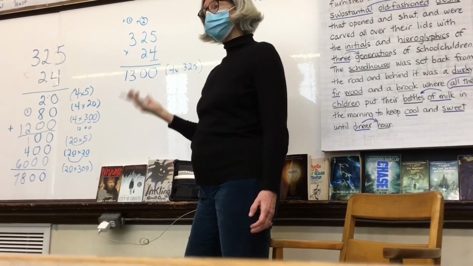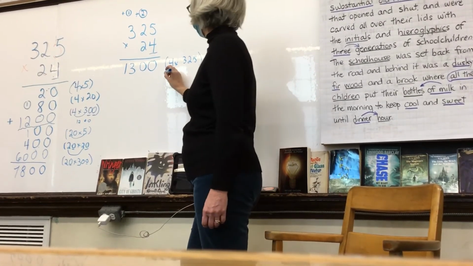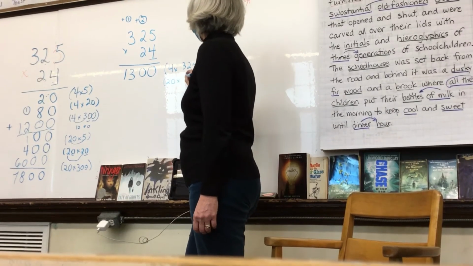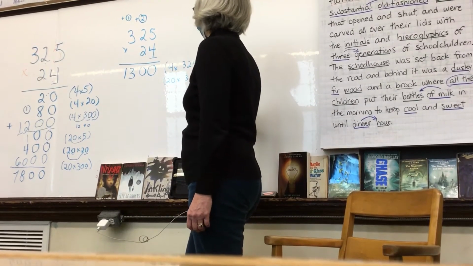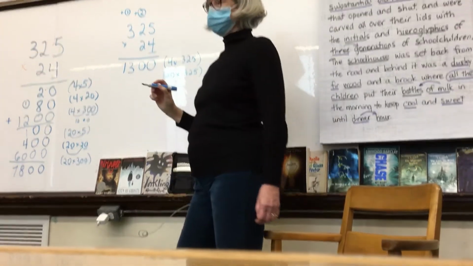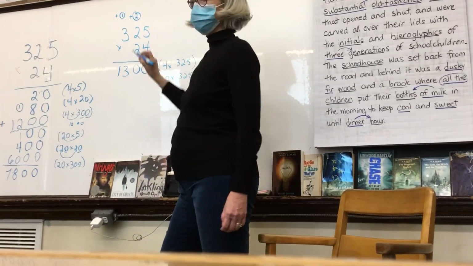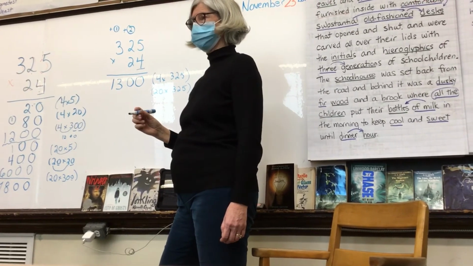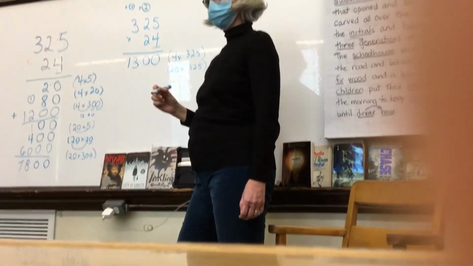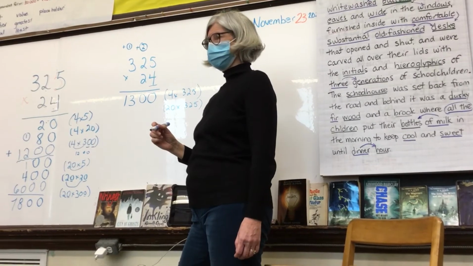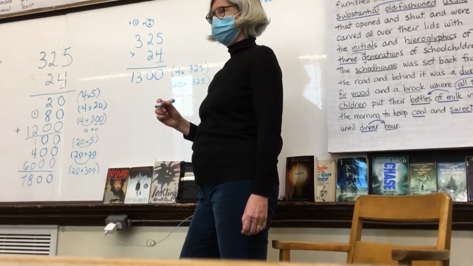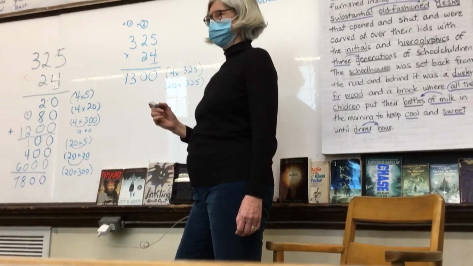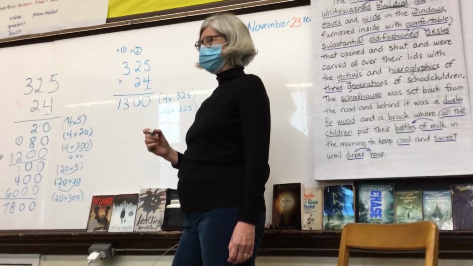But we have a 2-digit number. What do we do next? 2 times 5, which equals 10. Okay, so 2 times 5 equals 10. But this is 2 tens. So what's 20 times 5? It's either 50 or 100. Well, it's one or the other. 20 times 5.